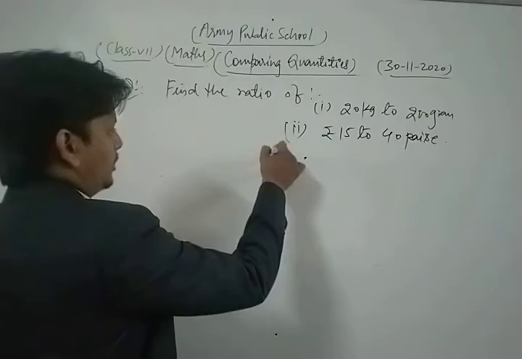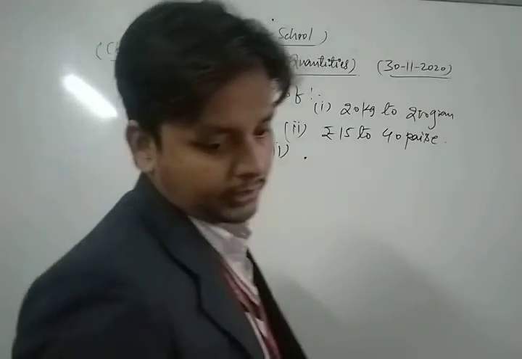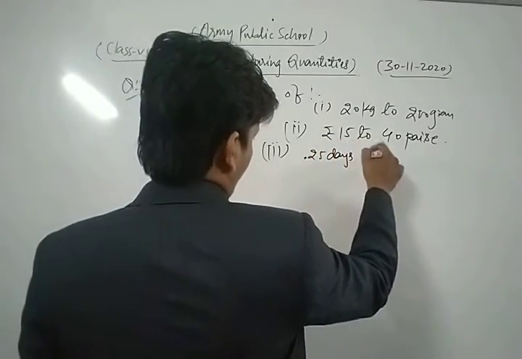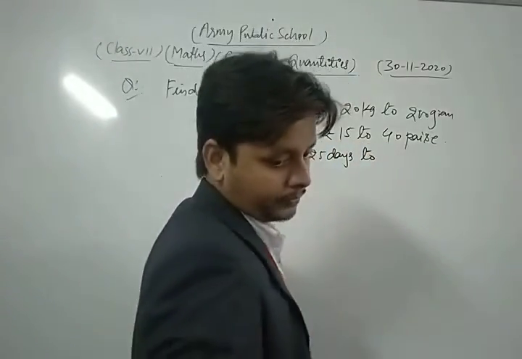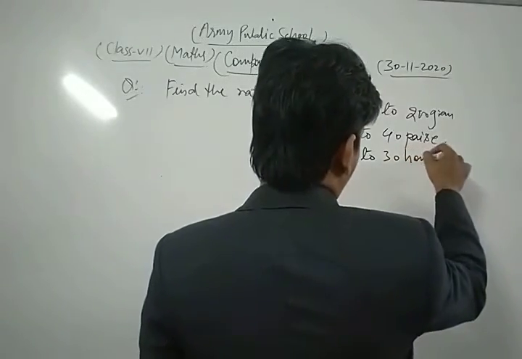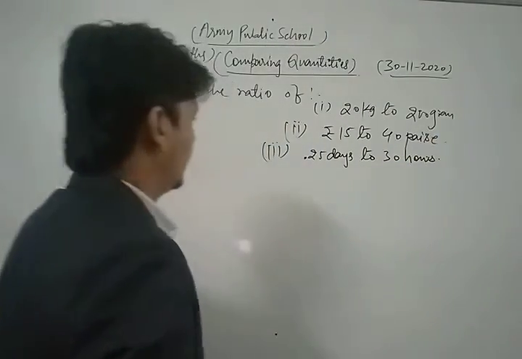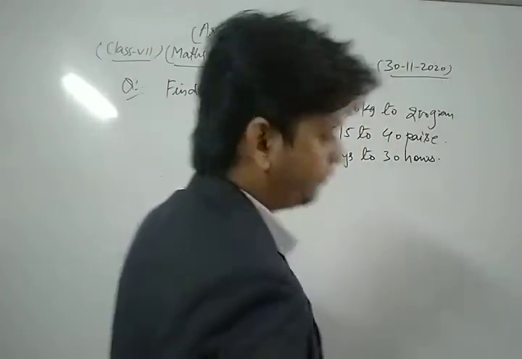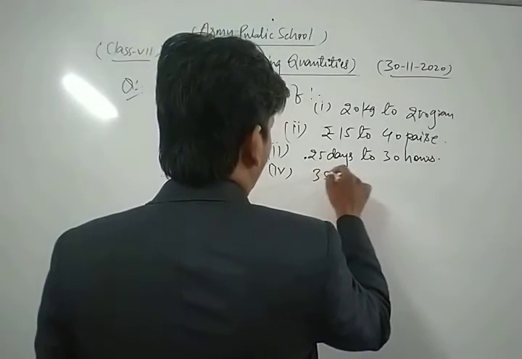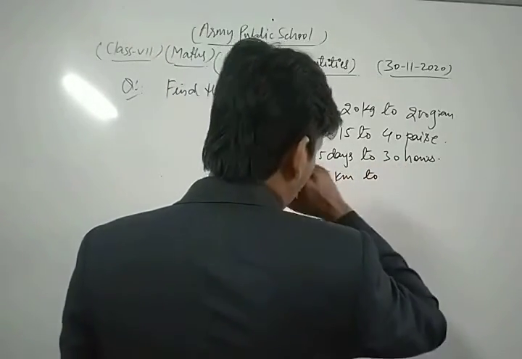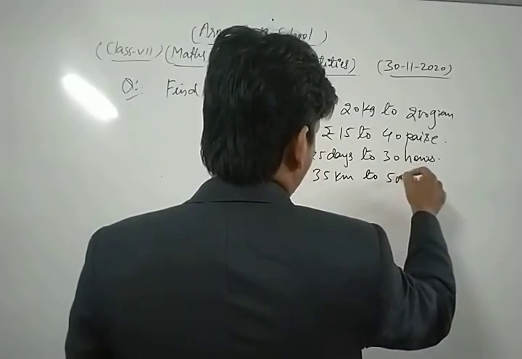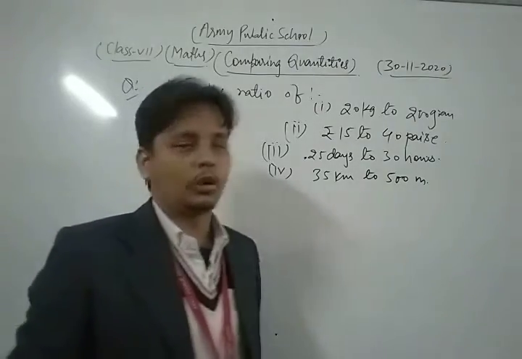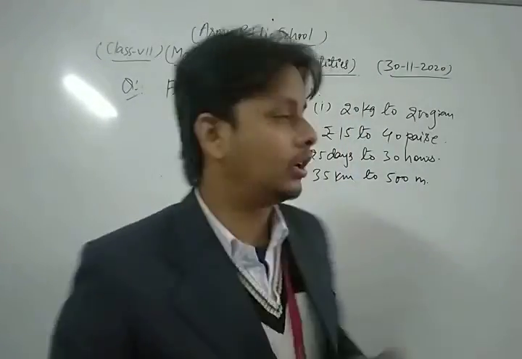Now the third part of this question is: we find the ratio of 25 days to 30 hours. And the fourth part of this question is: we find the ratio of 35 kilometer to 500 meter. So these are some important questions based on the topic ratio, and we find the ratio of these.